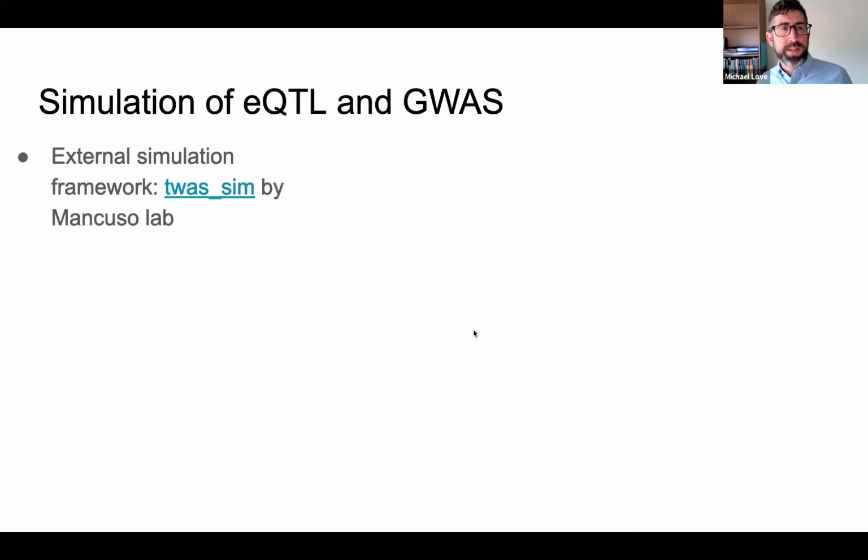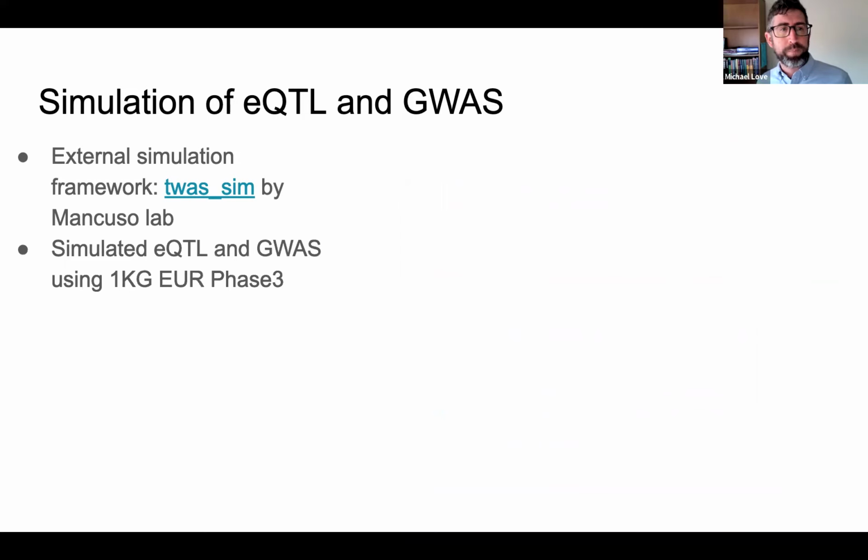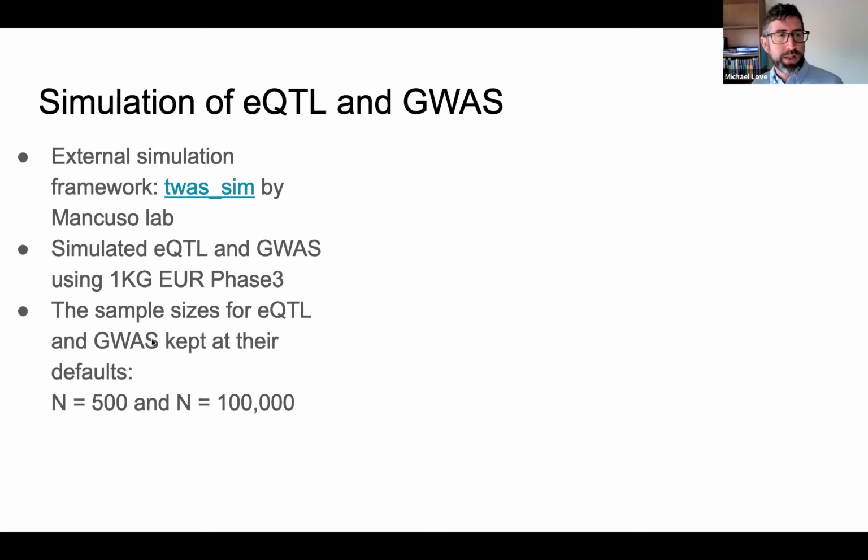We used an existing framework, so we didn't create a new simulator. We just used something called TWAS sim from the Mancuso lab. We simulated eQTL and GWAS using 1,000 Genomes. I think there are probably better LD panels that we could use now, larger ones, and we're also interested in extending this to explore non-European ancestry groups. But this was our first attempt.